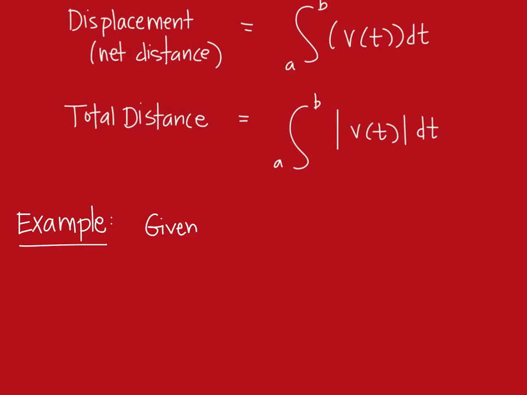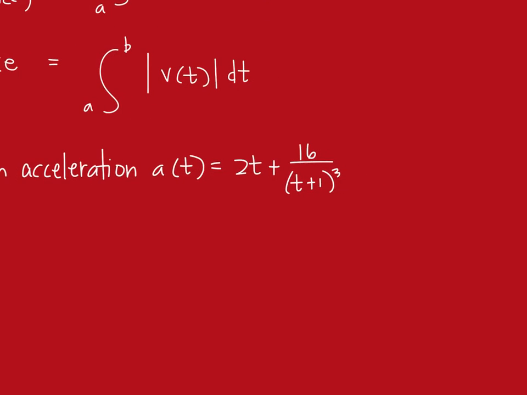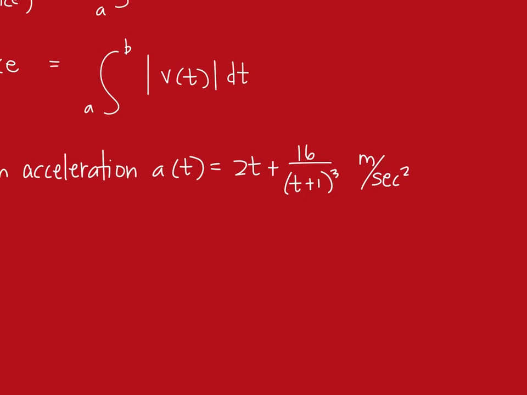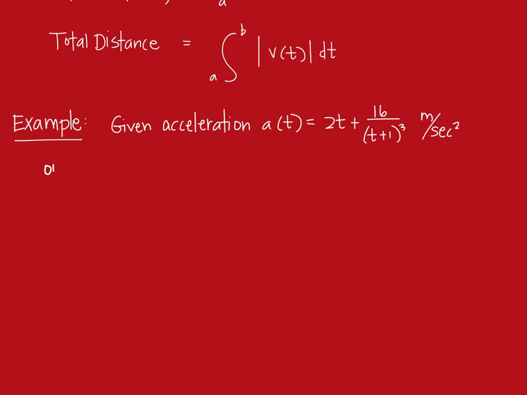All right, so let's start with an acceleration function. The acceleration function that we're going to work with based on time is 2t plus 16 over the quantity t plus 1 cubed. And the units on acceleration are going to be meters per second squared, defined when time is greater than or equal to 0.